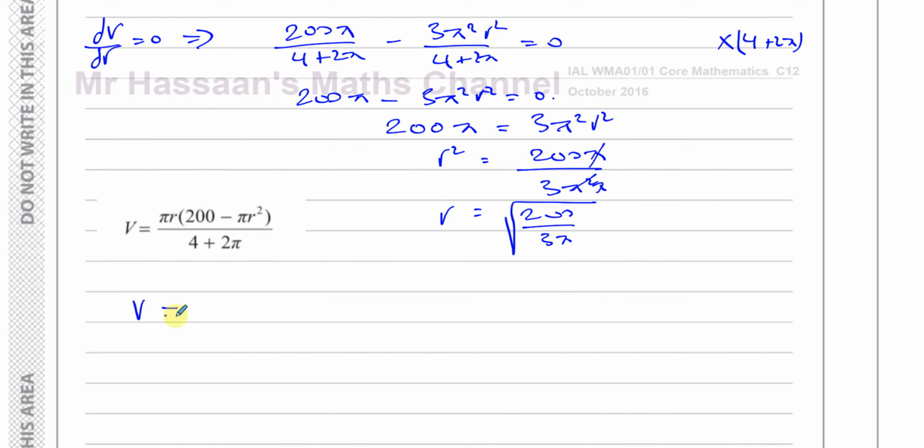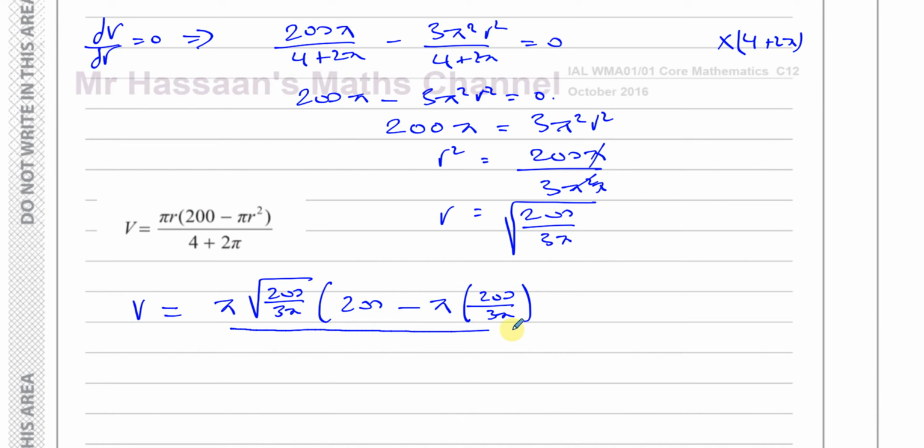So here you're going to say then when R is equal to this, we want to find the volume. This is the value of R where V will be a maximum. So we're going to have pi times the square root of 200 over 3 pi, times 200 minus pi times, now if I square R, I'm going to get just 200 over 3 pi, divided by 4 plus 2 pi. When I put that in my calculator, I'm going to get the value of V, which I then have to round.